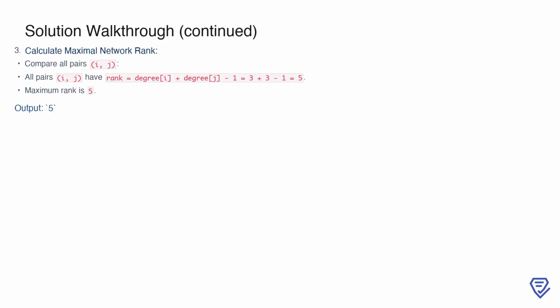To compute the maximal network rank for this fully connected network, we evaluate all pairs of cities. Each pair, i, j, has a rank calculated as degree[i] + degree[j] - 1, where we subtract 1 because every pair is directly connected. For example, the rank of any pair, such as 0, 1, is 3 + 3 - 1 equals 5. Since all pairs yield the same rank of 5, the maximal rank in this case is 5. The output for this example is therefore 5.